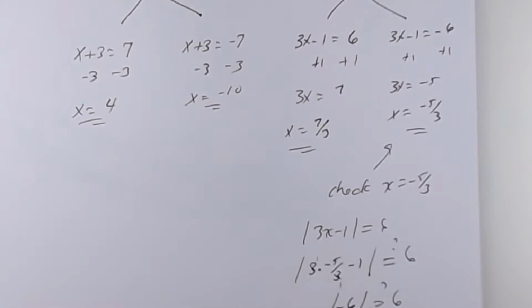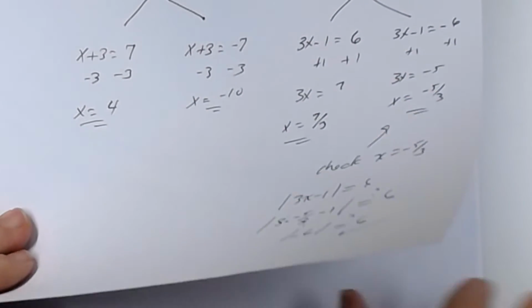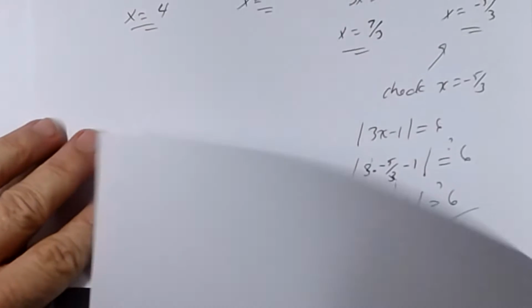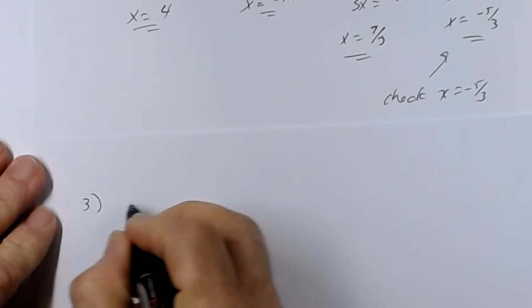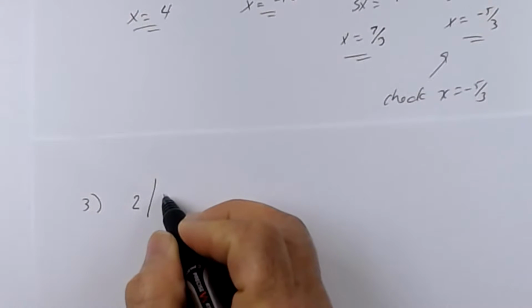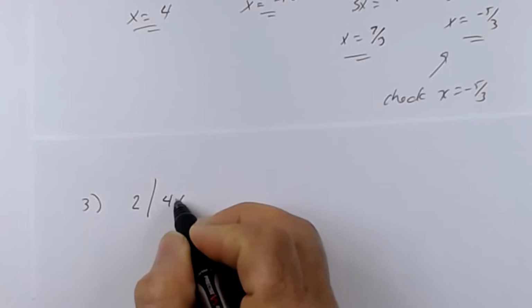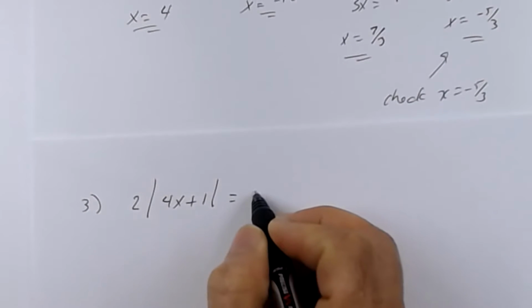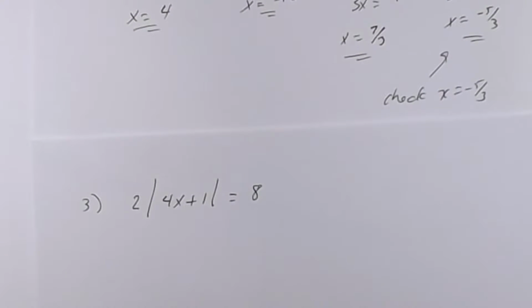That's number 2. Let's look at number 3. All right, number 3, you have 2 times the absolute value of 4x plus 1 equal 8. What is the difference between 3 and the other 2? It's got a number in front of the absolute value bar. Okay, so in front of the absolute value bar, you have a 2, right? You're multiplying by 2. You agree?